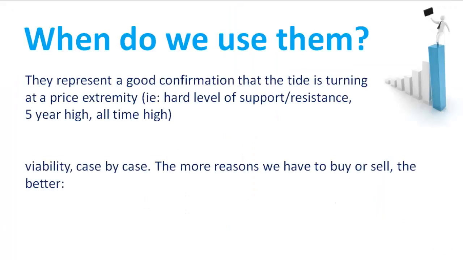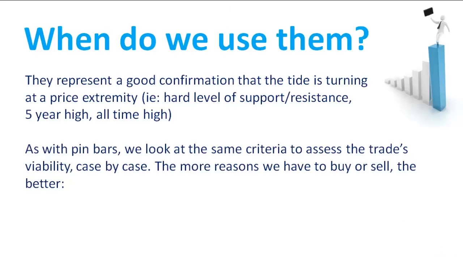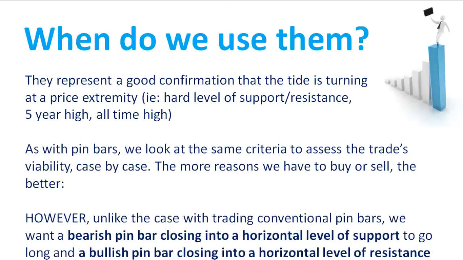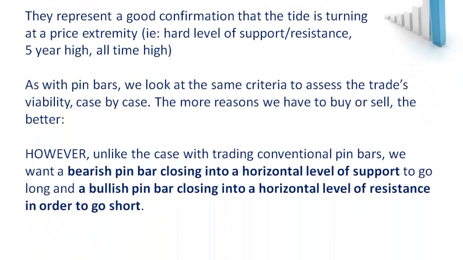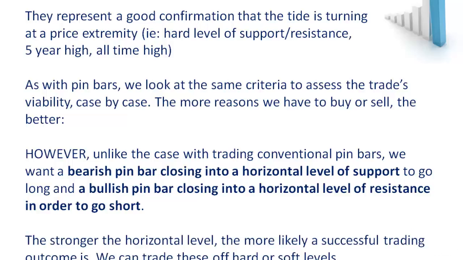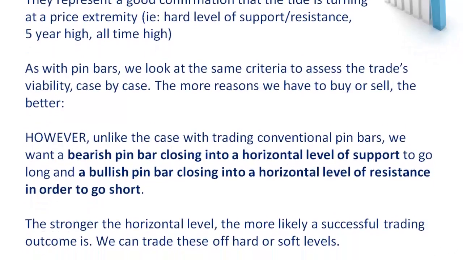So when do we use them? At price extremities, key levels of support and resistance, hard or soft, by the way, like we just mentioned. We look for the similar criteria as pin bars, essentially, to assess the viability of the trade case by case, but more often than not, pin bars can also be traded with moving averages, whereas we recommend the smash bars have more of an emphasis on horizontal levels. And as the adage goes, the stronger the level, the more likely a successful trading outcome is. And we can trade these whenever they manifest themselves. Rest assured that it's a very safe entry indeed.